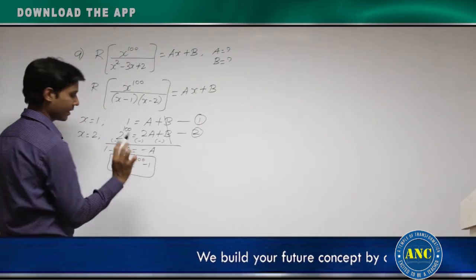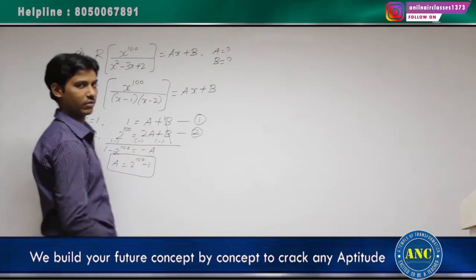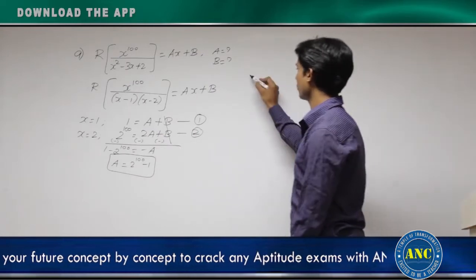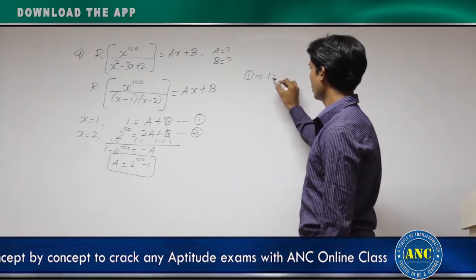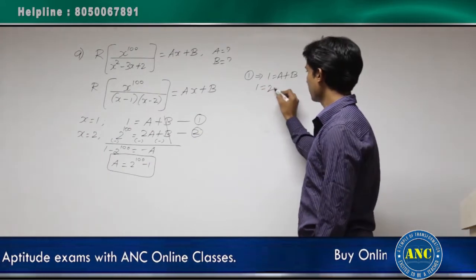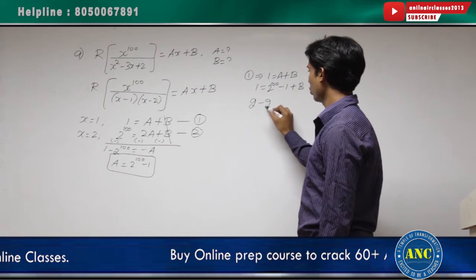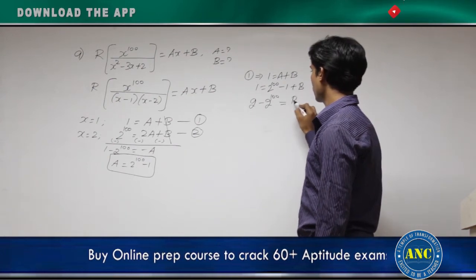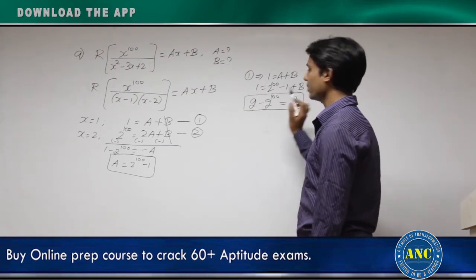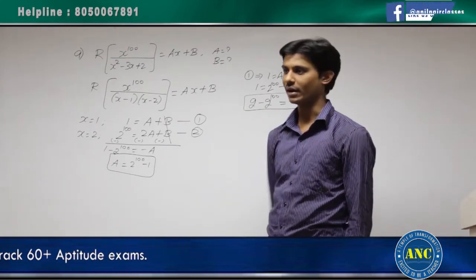A value is 2 power 100 minus 1. Substitute this a value in this equation or this equation, whichever you are comfortable. I will substitute in equation 1. Equation 1 is a plus b equal to 1, so 1 is equal to 2 power 100 minus 1 plus b. This becomes 2 minus 2 power 100 is equal to b. B value is 2 minus 2 power 100. We don't know the value of 2 power 100, so let us keep it as 2 power 100.